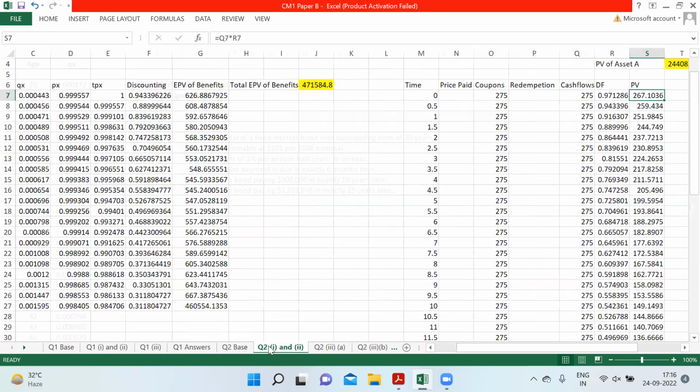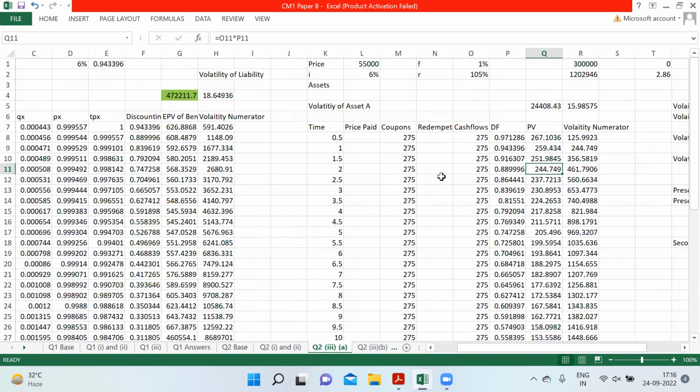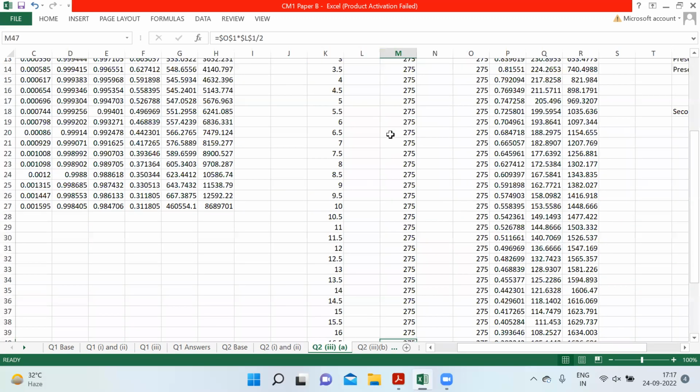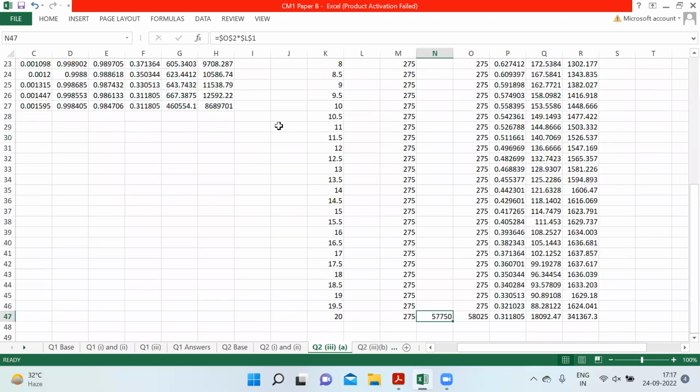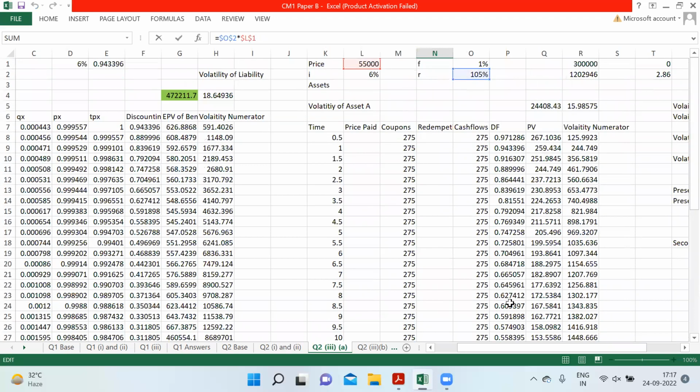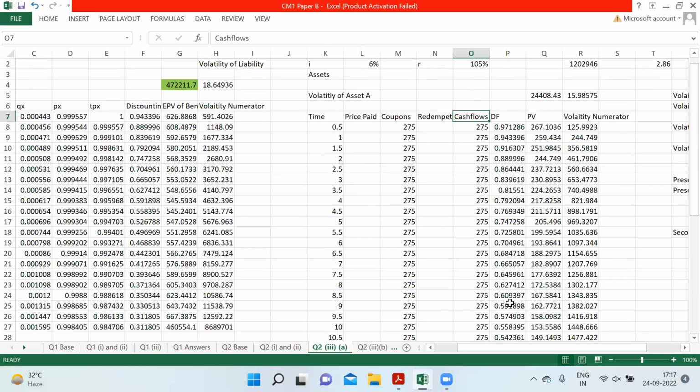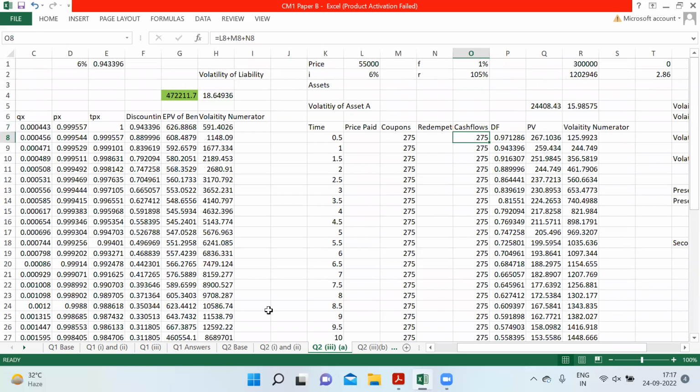It pays coupons half yearly in arrears. So over here, we can see it's half yearly in arrears: 0.25, 0.5, 0.75 and so on for each coupon. Since it's payable at 55,000 into 1% divided by 2. And at the last, there's a redemption of 105%, so 55% into 105%. It gives me a redemption, and then the cash flows total I can calculate using this.